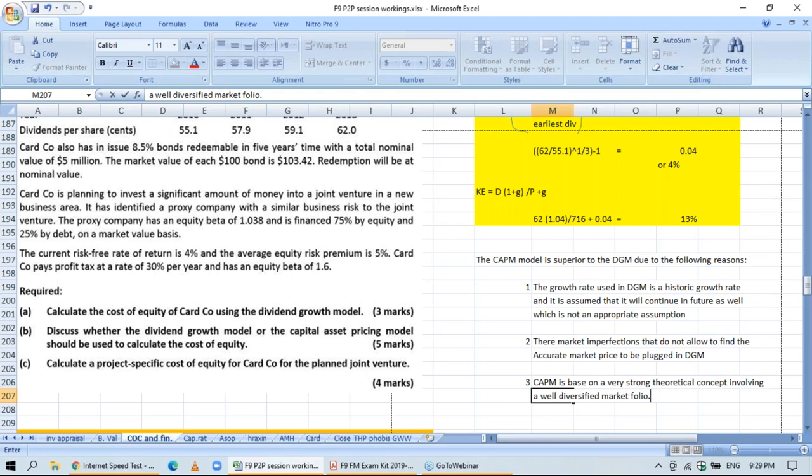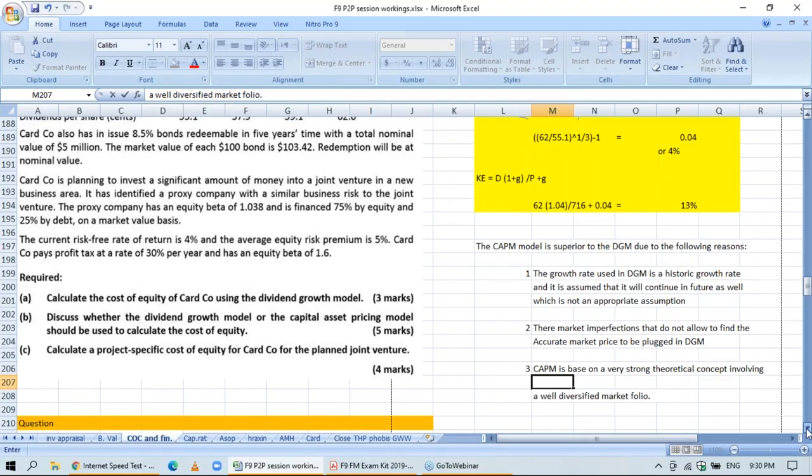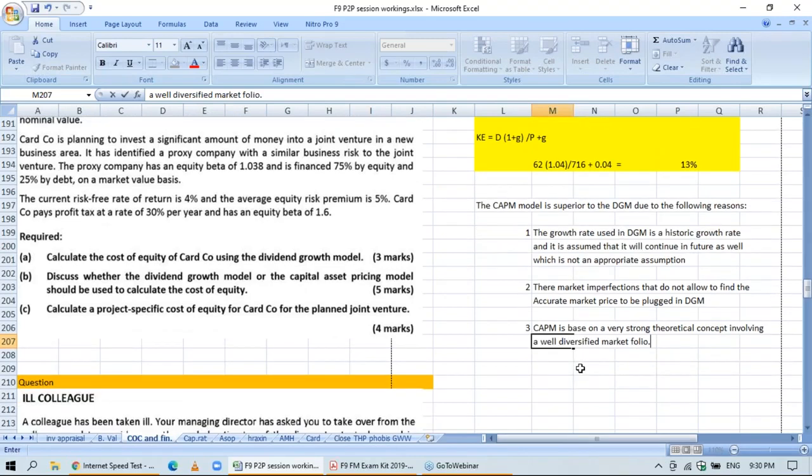So these are the reasons behind why CAPM is preferred, right? Although you should write this fact as well, that even sometimes it gets difficult to find the plug-in figures for the capital asset pricing model. So CAPM may not work in a better way if you are not able to get the plug-in figures for CAPM, right?